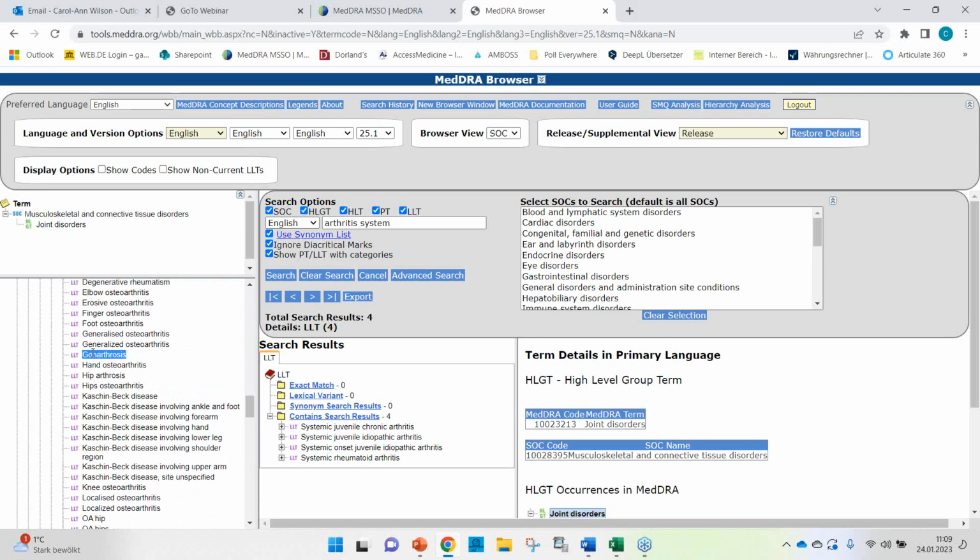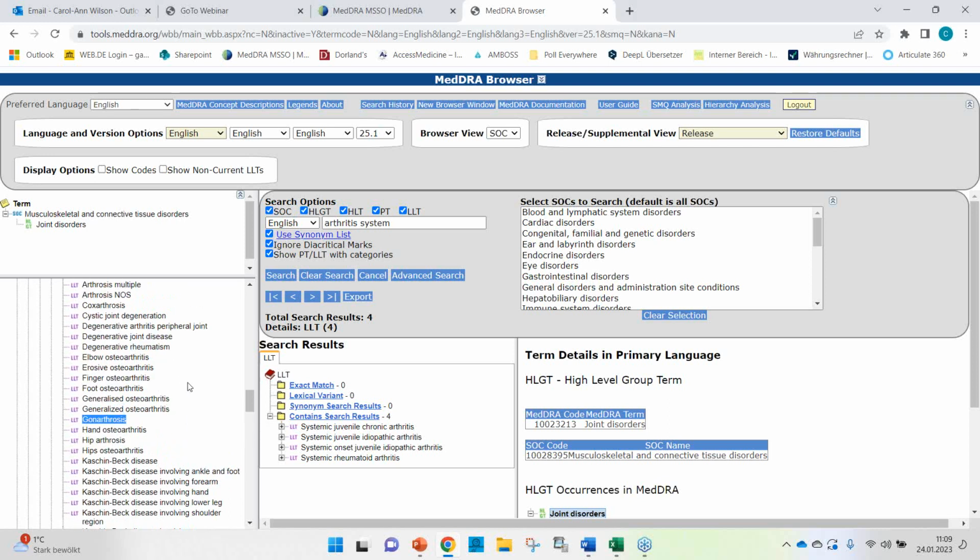You could, of course, also, if you're not familiar that GON is a synonym for knee, search osteoarthritis knee, but this is closest to our verbatim, and this is what we always try to do when coding, to code as close to the verbatim as possible.